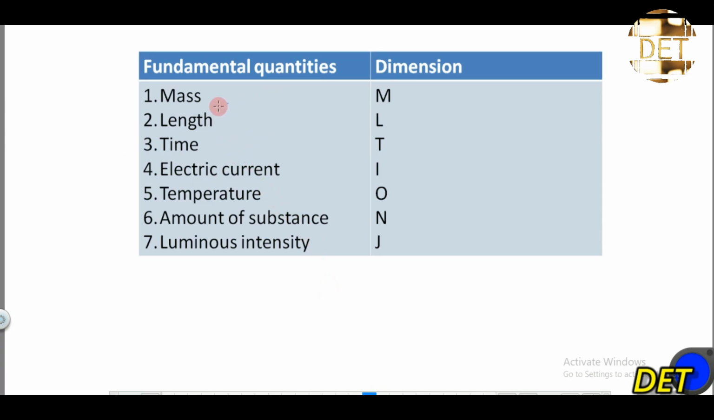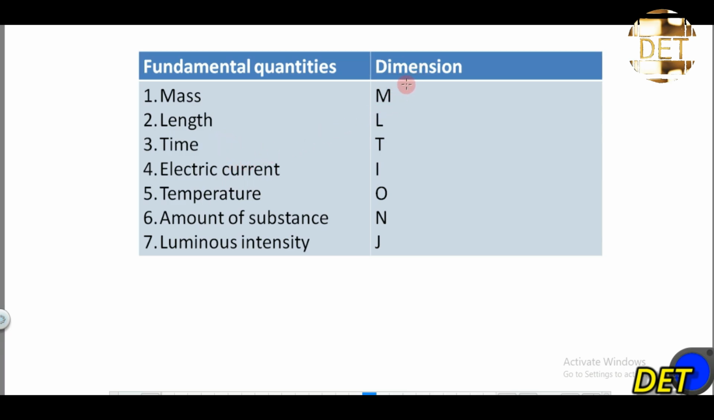The fundamental quantities in physics, like I said, are basically seven. They are more than seven anyway, but we're looking at seven major ones. So we have mass, length, time, electric current, temperature, amount of substance, then luminous intensity. These are the seven basic fundamental quantities.